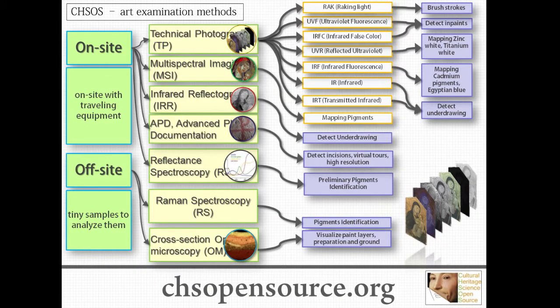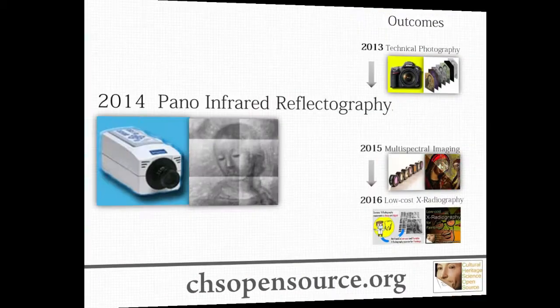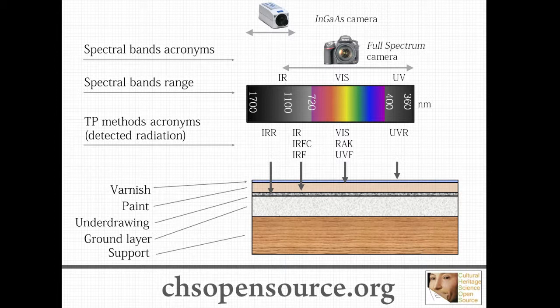Okay, so this is also an idea of these methods that I use for my professional practice. Technical photography, we just saw over there in the top. Then in 2014 it was about panoramic infrared reflectography. With this infrared reflectography, we are working on this further area of the infrared. And this is important, we use another kind of detector, the InGaAs camera.